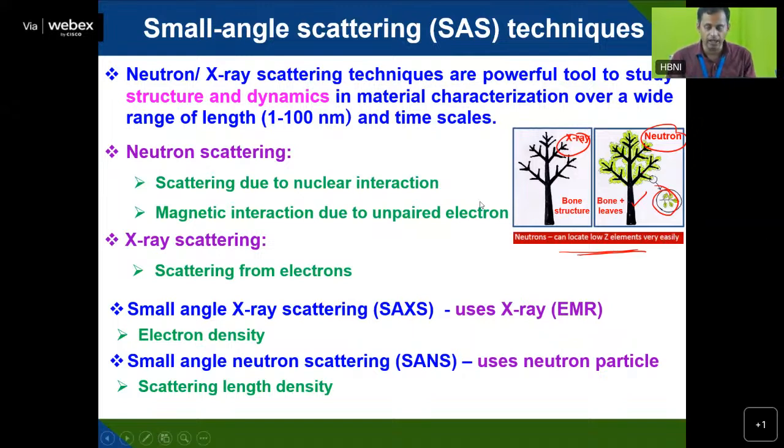Small angle X-ray scattering mainly uses X-rays, which are electromagnetic radiation, and the scattering intensity mainly depends on the electron density. If you have a high Z material, your electron scattering is high as compared to a low Z material. But in small angle neutron scattering, you use neutron particles rather than X-rays, and there is no dependence on electron density. It depends on the scattering length density, like how much the neutron beam is scattering from a particular system. That scattering length density is mainly used in small angle neutron scattering.